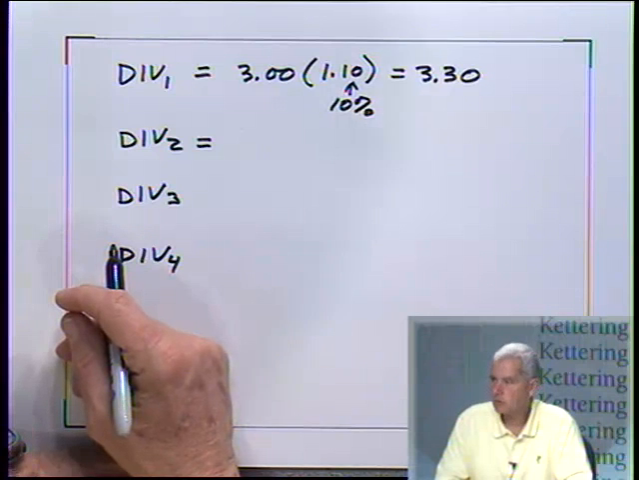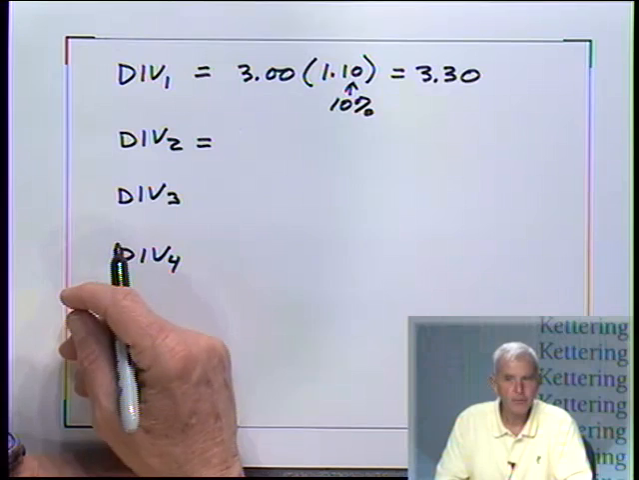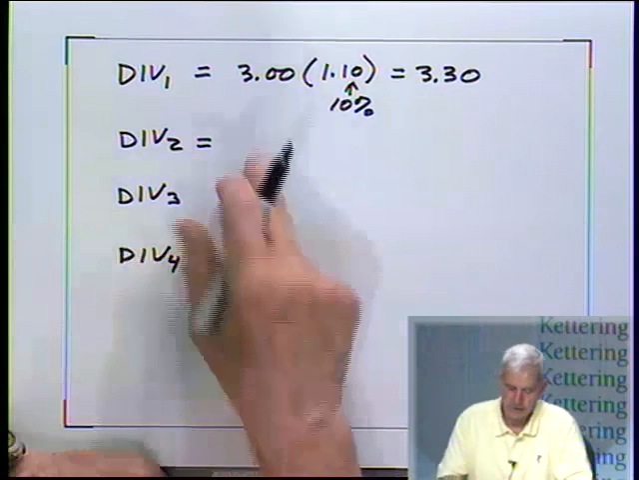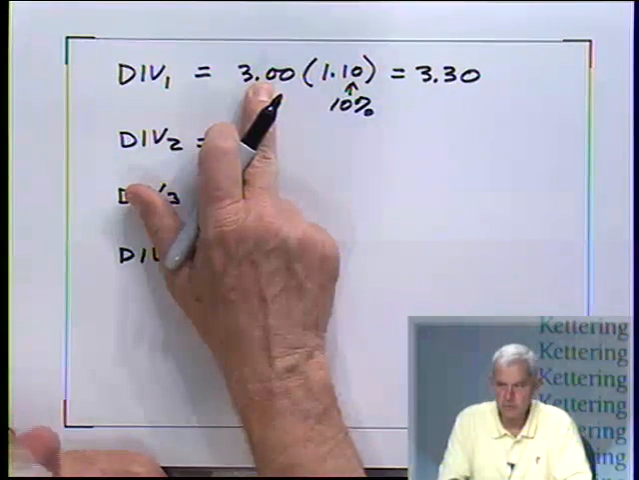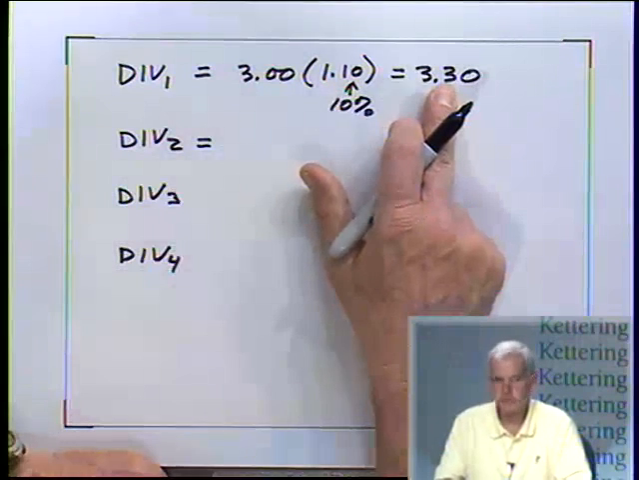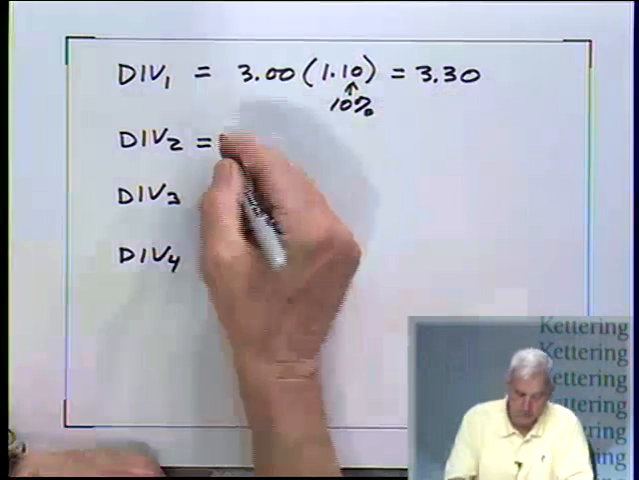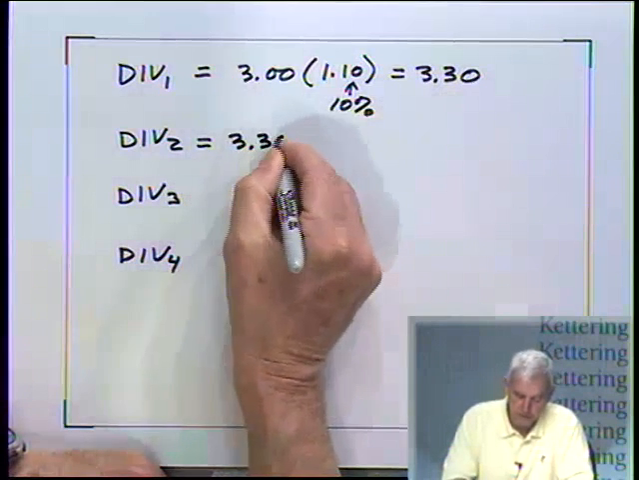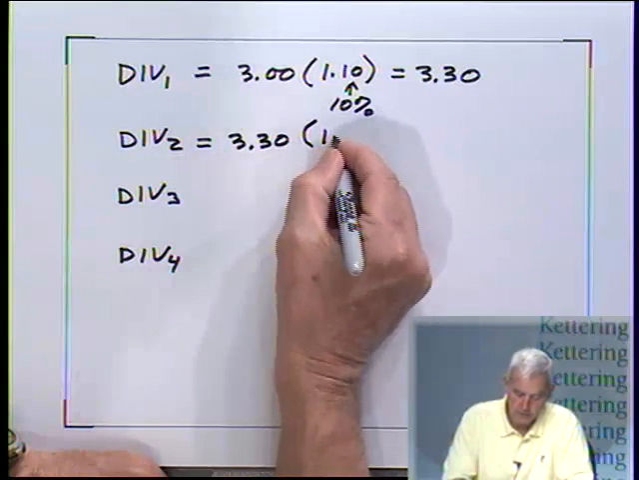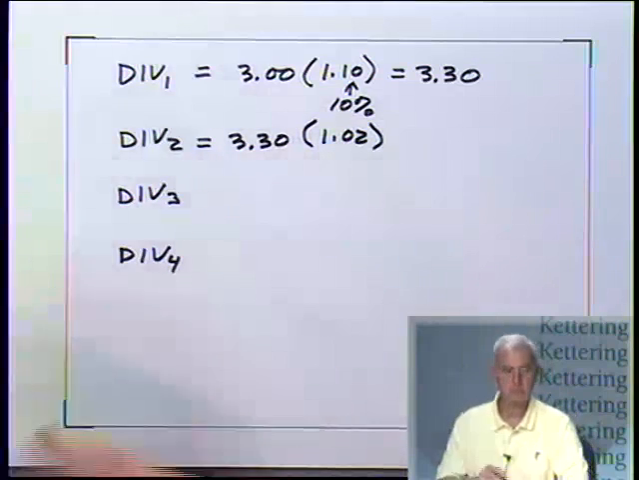Well, it's going to grow at 2%. But what is it? What's going to grow at 2%? Is it the $3 that's going to grow at 2%? Or is it the $3.30 that's going to grow at 2%? It's the $3.30. So the $3.30 is going to grow at 2%.